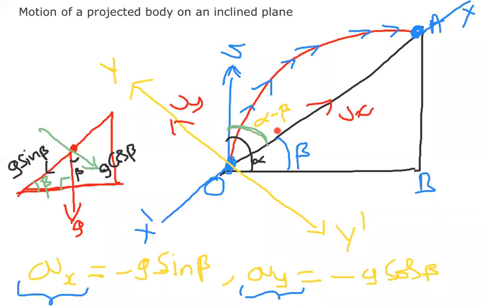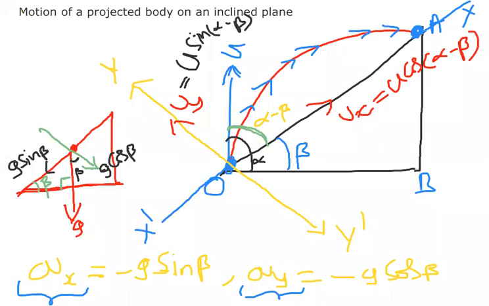So what is the angle here making? It is not alpha, it is alpha minus beta. So I have to write what is ux. ux is u cos of alpha minus beta. And what is about uy? uy is nothing but u sine of alpha minus beta. So observe carefully where we are writing.